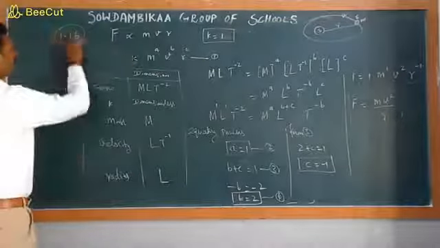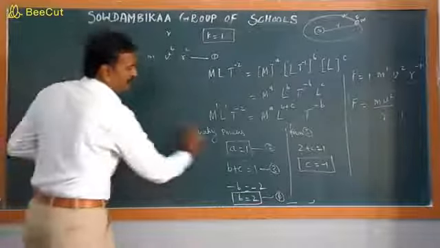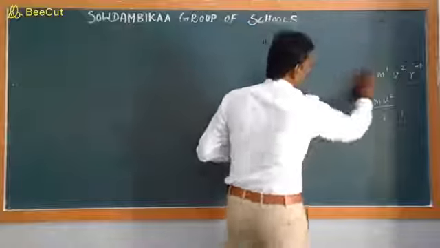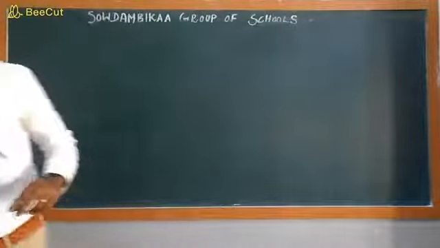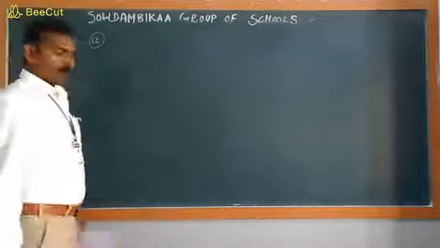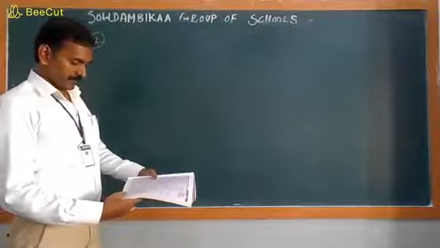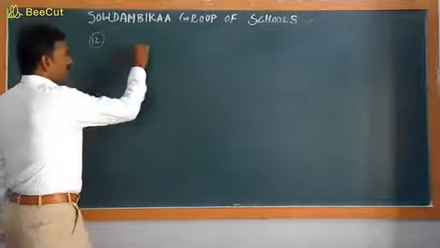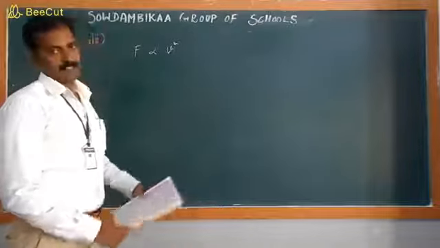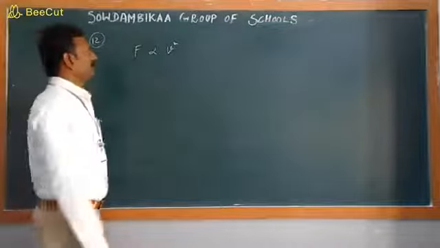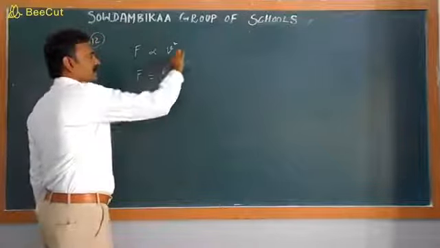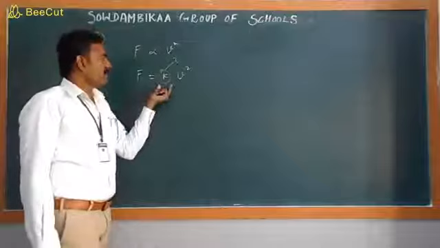Okay. Then another question in our textbook, a book back question, on how to convert. You can easily do that. In our textbook, the question number is 12. The question is: force is proportional to square of the velocity. Then the dimension of the proportionality constant. F is equal to K into V square. Now they are asking the dimension for the proportionality constant.